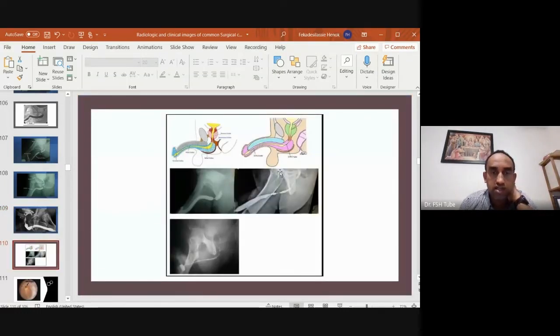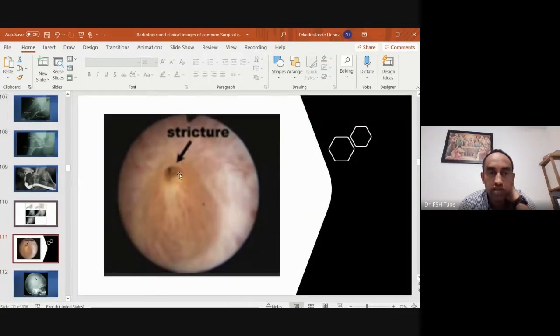So there is another stricture. It's a repetition. This is the endoscopic view of the stricture. When you do cystoscopy, this is how you see the narrowing. It's so narrow, you can see the lumen. It's very narrow. So how do you manage urethral stricture?